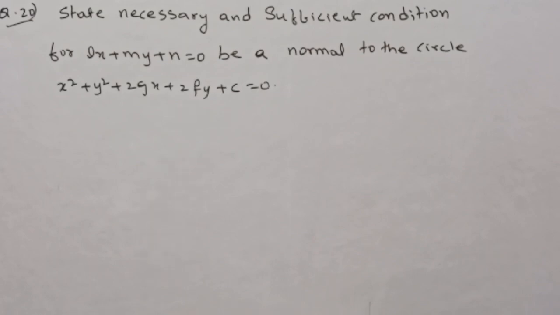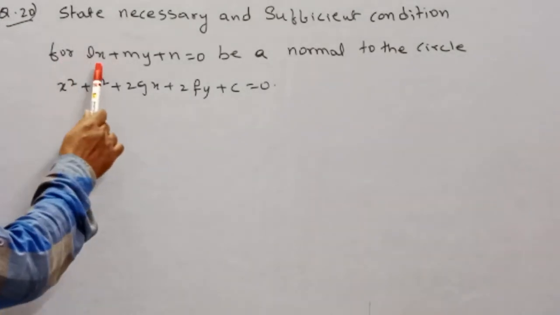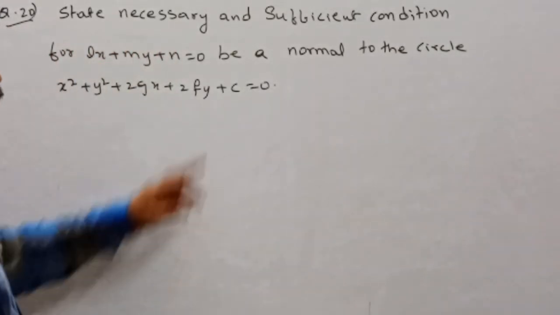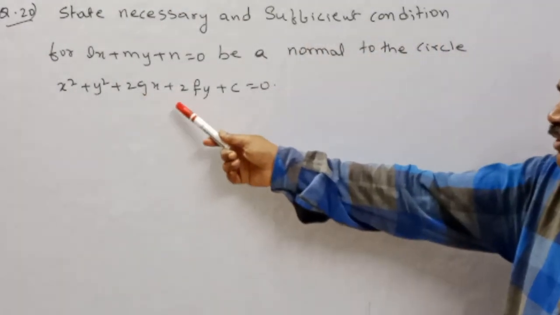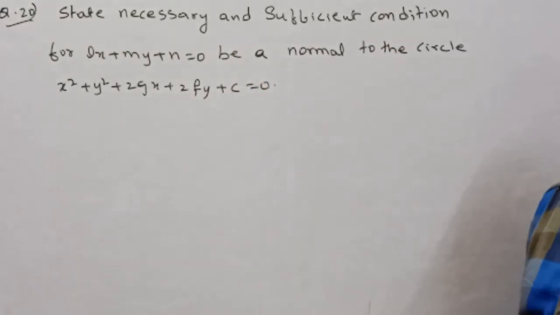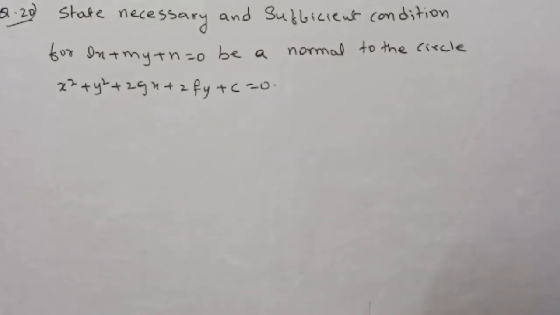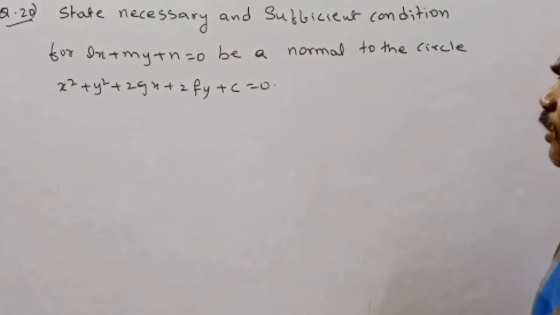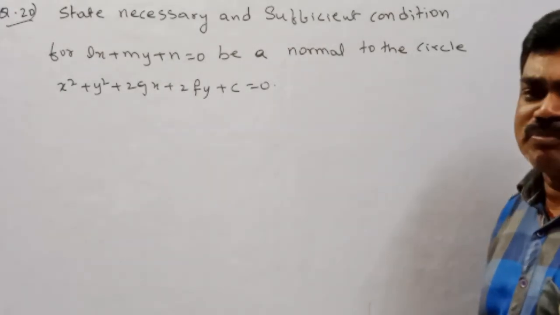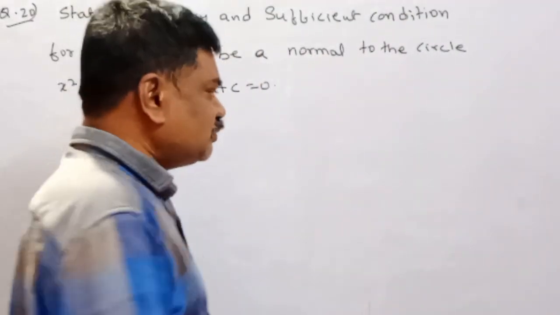Here one more problem from circles. State the necessary and sufficient condition for Lx + My + N = 0 to be a normal to the circle x² + y² + 2gx + 2fy + c = 0. So we have to find the necessary and sufficient condition that Lx + My + n = 0 represents a normal to this circle.